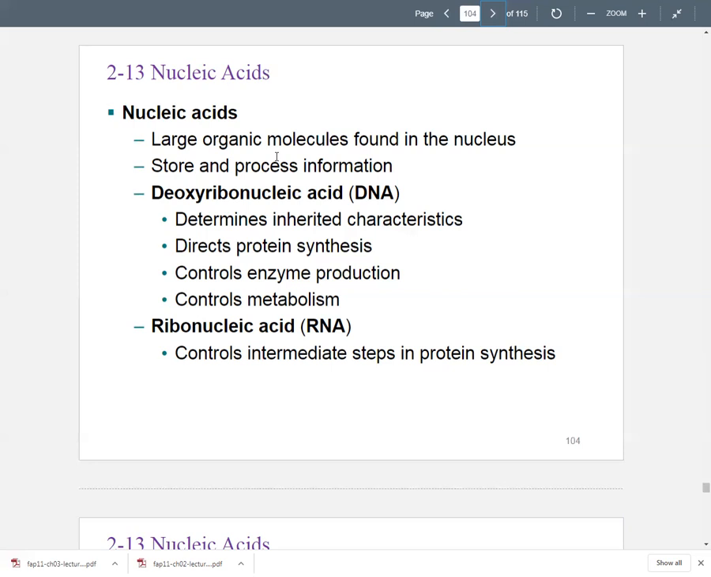And it's what controls synthesis of proteins. Also controls production of enzymes, which in most cases are proteins, right? It also controls metabolism, which is basically the chemical reactions that happen in your body. So pretty important. Another nucleic acid is ribonucleic acid, or RNA, and it controls the intermediate steps in protein synthesis. Okay, so we'll learn more about the relationship between DNA, RNA, and protein, but ribonucleic acid is what's involved in the intermediate steps.